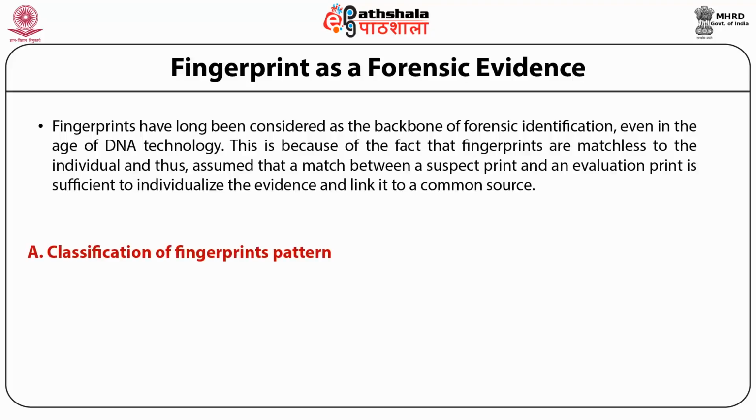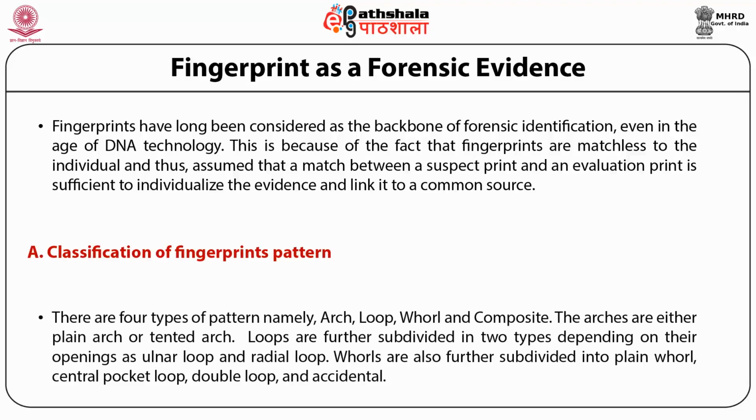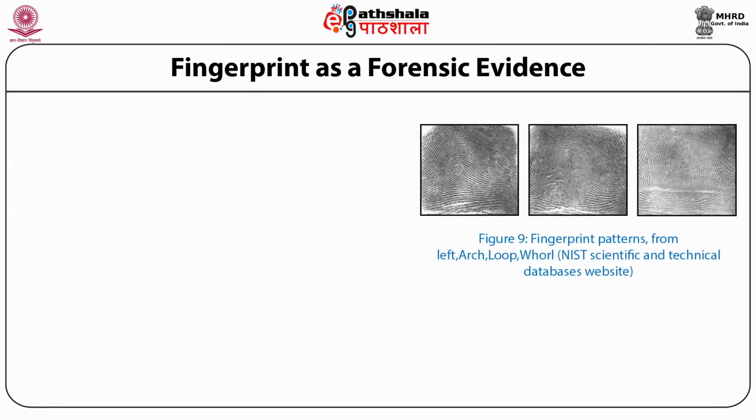Classification of fingerprint patterns. There are four types of fingerprint pattern, namely arch, loop, whorl and composite. The arches are either plain arch or tented arch. Loops are further subdivided into two types depending on their opening, as ulnar loop and radial loop. Whorls are also further subdivided into plain whorl, central pocket loop, double pocket loop, double loop and accidental. We can see the figure of fingerprint patterns from left: arch, loop, whorl. At the lower side, we can find some information about minutiae.